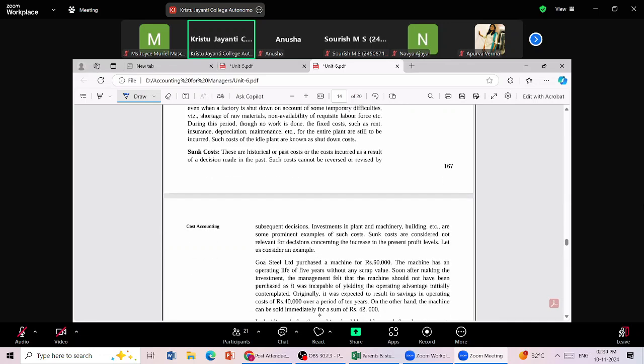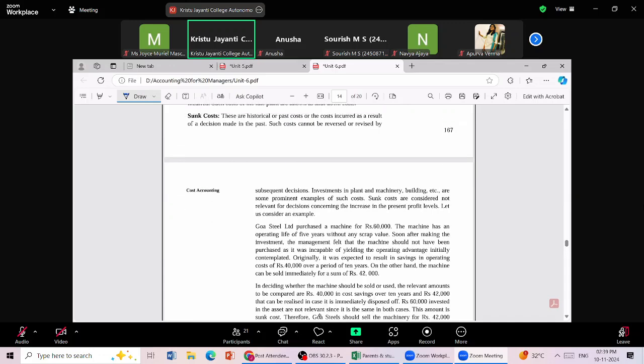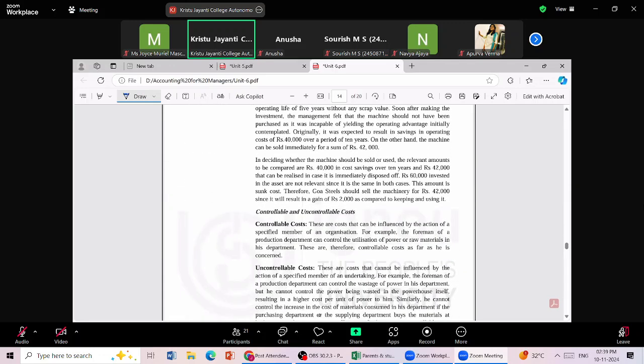Next is sunk cost. Sunk cost means you cannot do anything about the past cost. So you got a product at 60,000, and you are not using that product over a period, so it is kept idle. Now you are selling that. That is called sunk cost. The cost is already incurred, and you cannot compensate for that cost. That is called sunk.